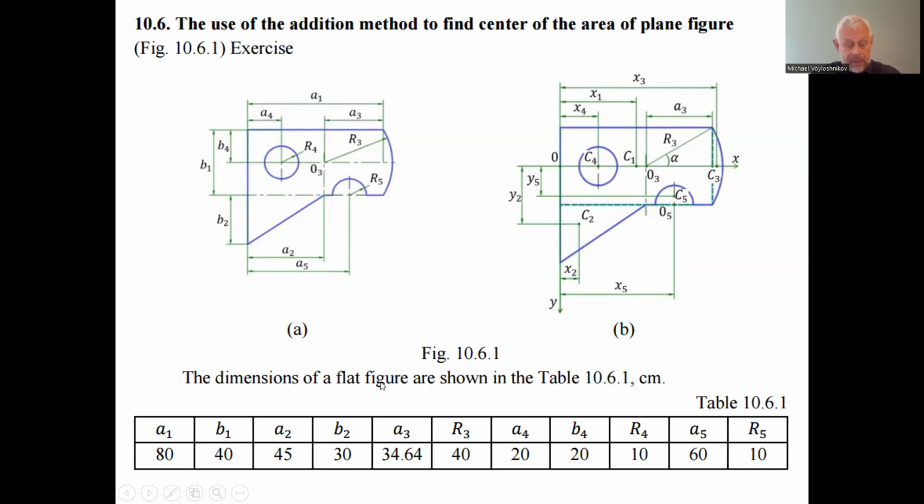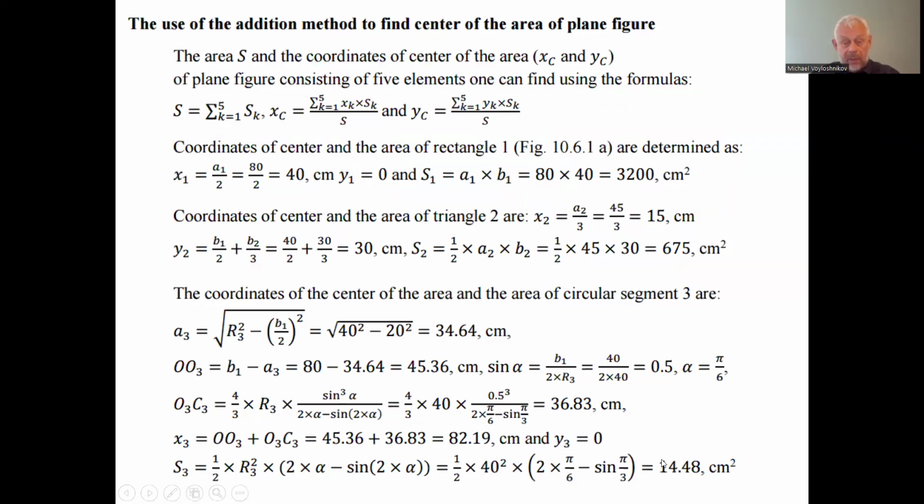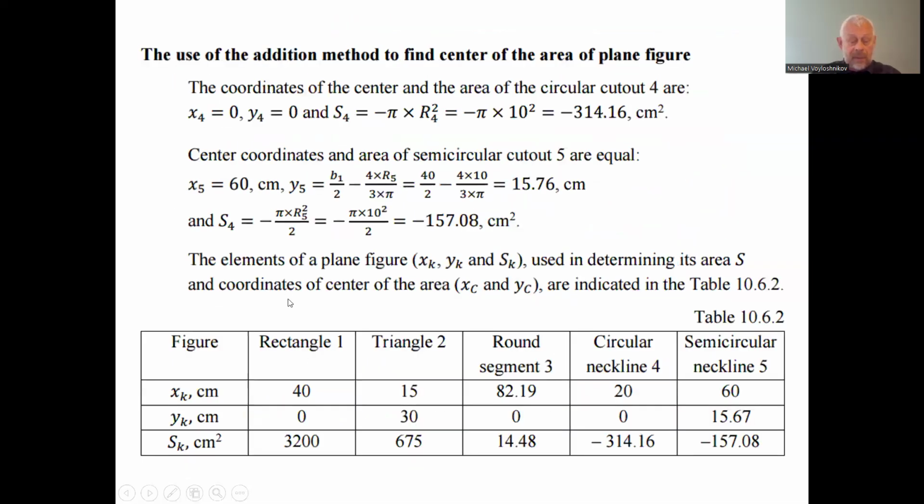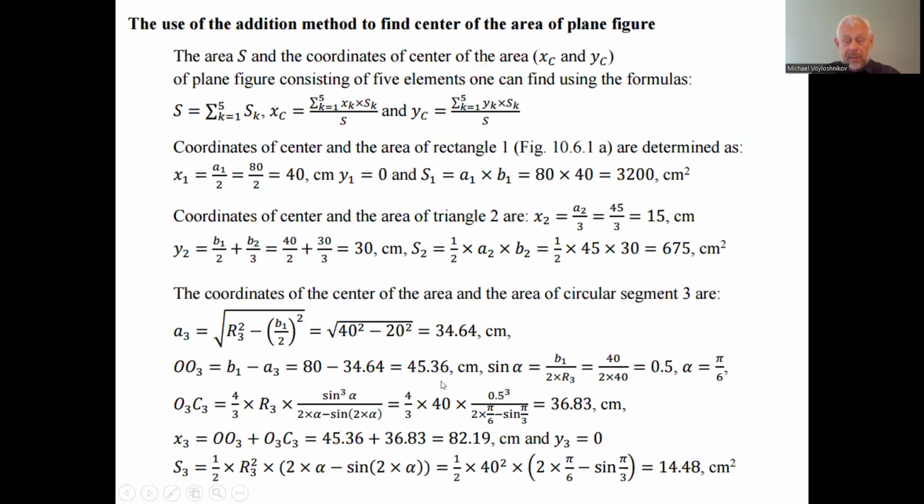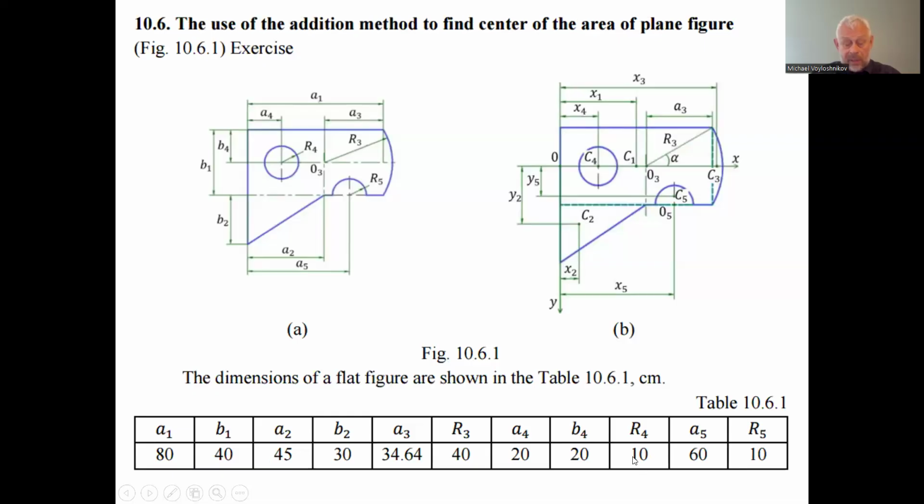Is it assigned x5? Exactly. Oh, we got it. X5, 60 centimeter. Yes, this has to be assigned x5. Maybe not here. Yes, but x5 is equal to 60 centimeter. And what is the y5?